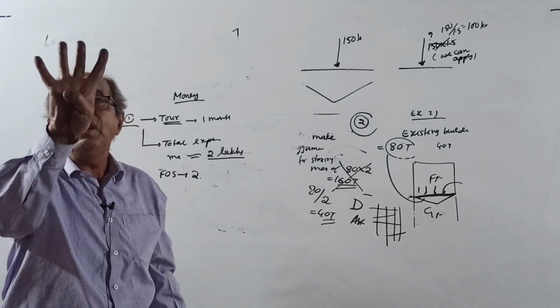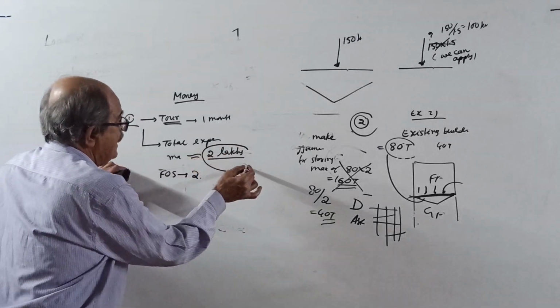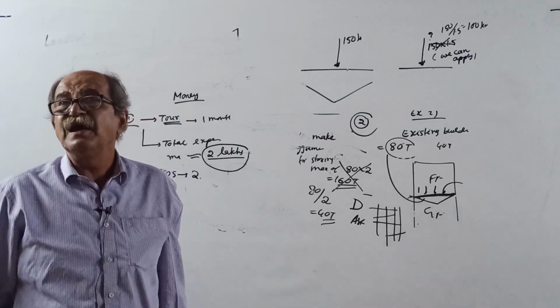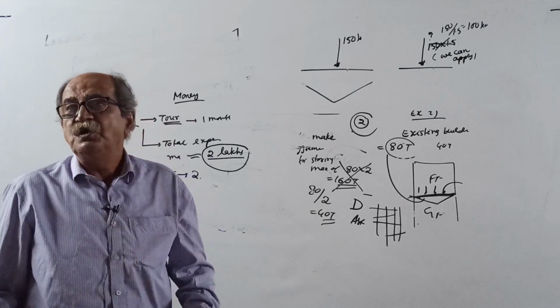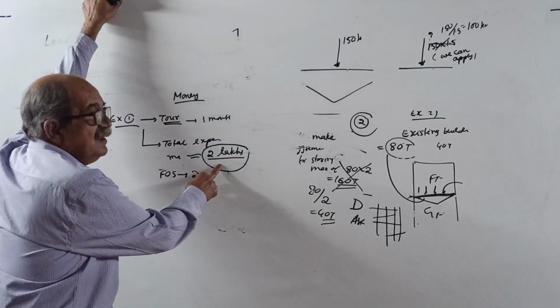Sir, 4 lakhs, sir. Why? Sir, the expense coming is estimated to be 2 lakhs. There can be unknown expenditure, danger, sometimes problems can come. If your factor of safety is 2, better take 4 lakhs. Oh, clear. So this is what?